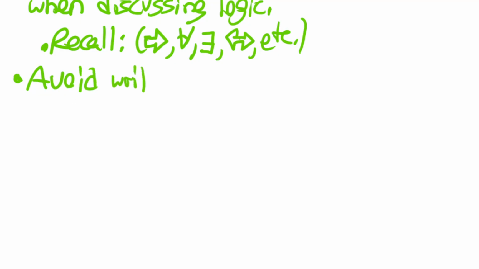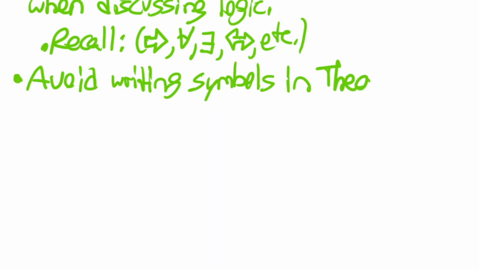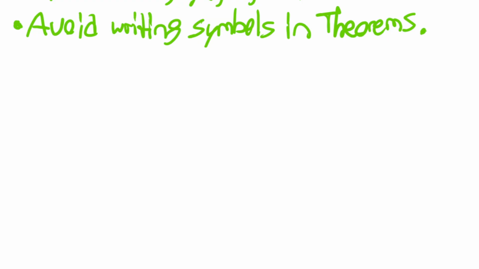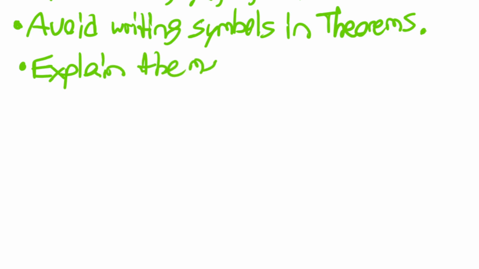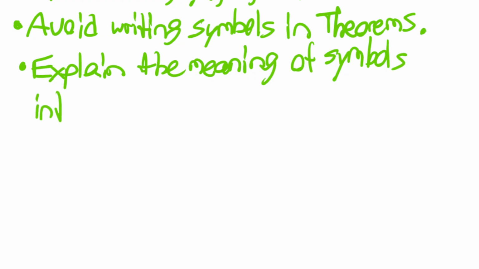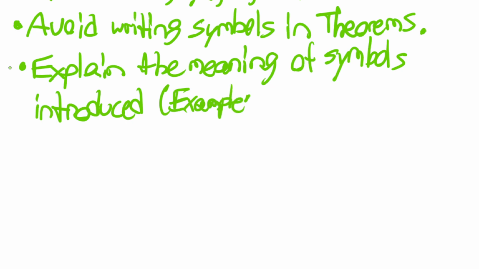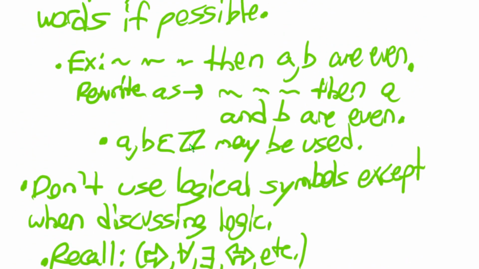Avoid writing symbols in theorems. So if you're ever writing a theorem that you're going to write a proof for, just leave symbols out of it. Save those for when you're writing your proof. It's better to explain the meaning of symbols that are introduced. So an example would be if we introduced x, we could say let x be an integer. Kind of like what I did up here with these symbols. We're saying we could define a and b to be integers.